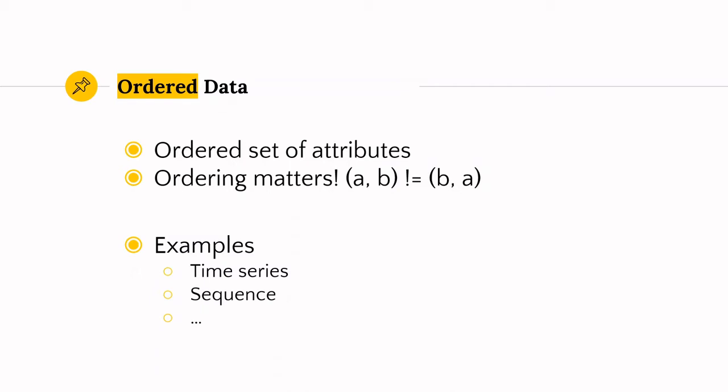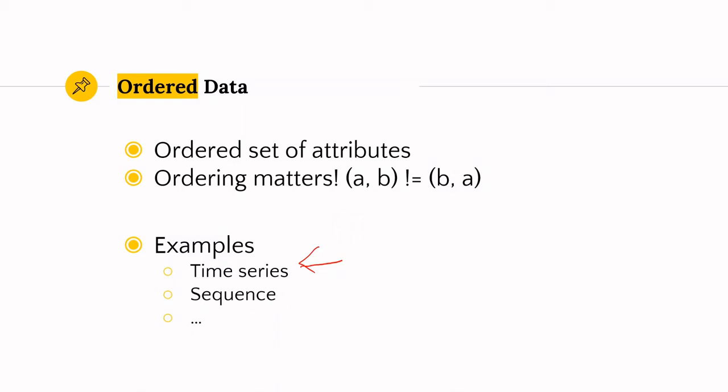Now, ordered data are a little different. Ordered data are the ones where the sequence really matters, so you cannot really swap the ordering of the things. The very famous example is a time series. Obviously, you cannot. It doesn't make sense. For example, if you mix up the dates of a stock price movement, right?